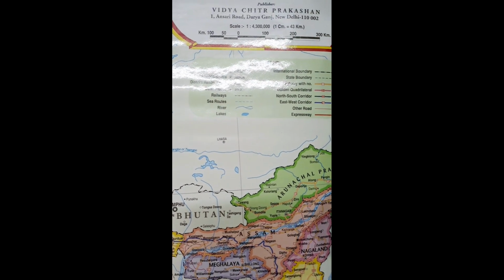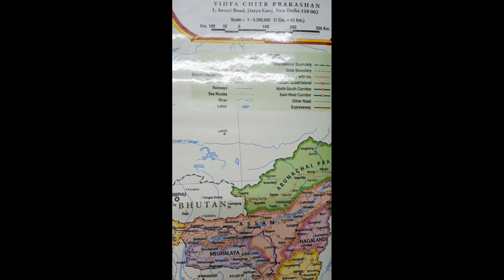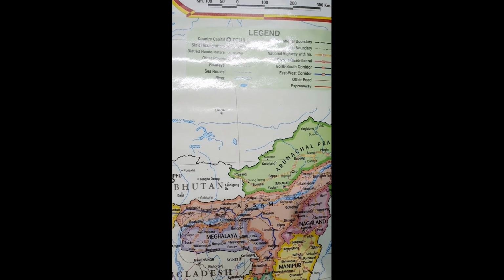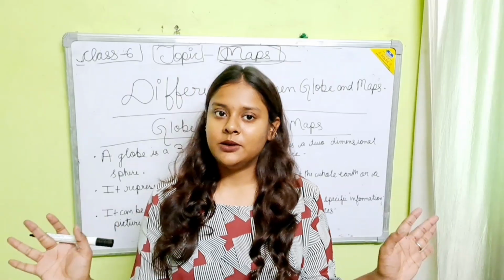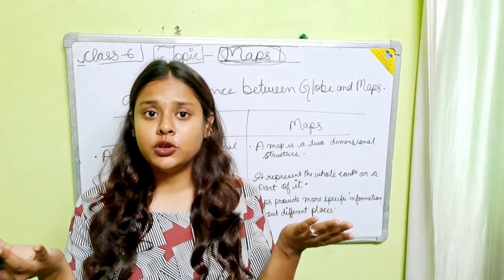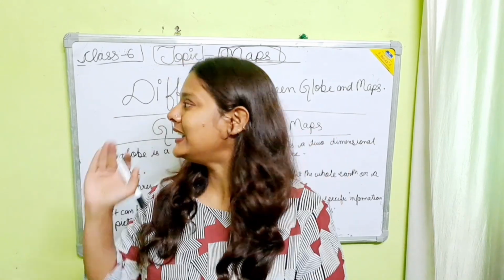I hope it is clear now what a physical map is and what a political map is, and I have shown you the political and the physical map of India. Now read about both globe and map. If I ask you to differentiate between globe and map, I hope you can do it. So let's have a look.